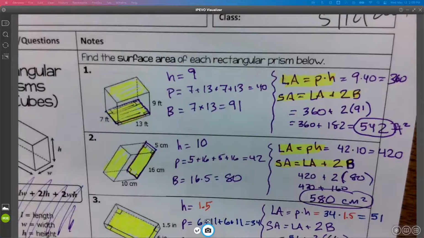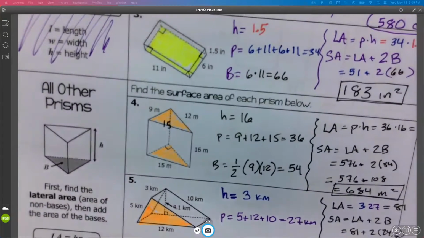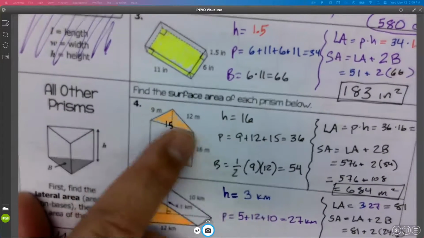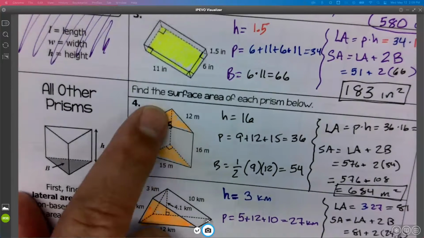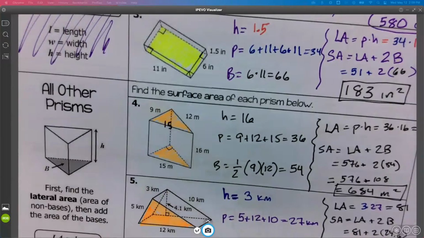You'll notice that for the rectangular prisms, you could have chosen a different base, right? Because any of the pairs would actually work as rectangular prisms. And while that may give you a different H and a different P and a different B and a different LA, it would have worked out in the end to the same surface area. And that would be okay for rectangular prisms. But when you move down to other shapes, remember that the only bases that can be used would be the ones that are not rectangles. Any shape that's not a rectangle must be a base.